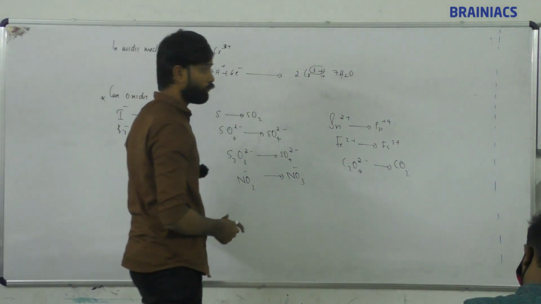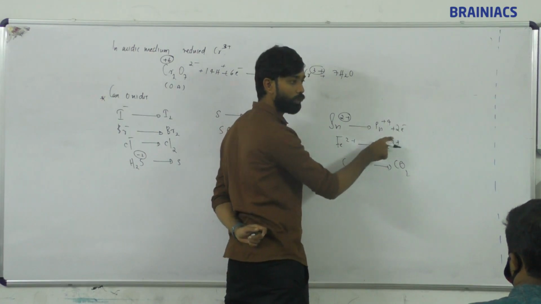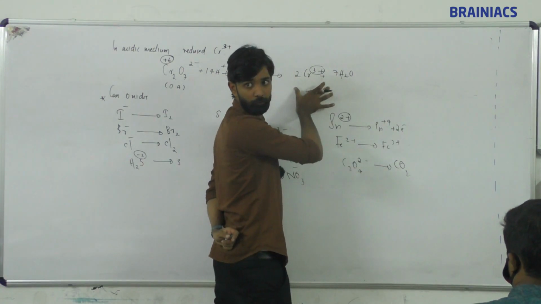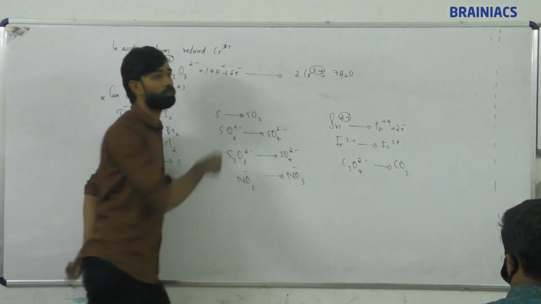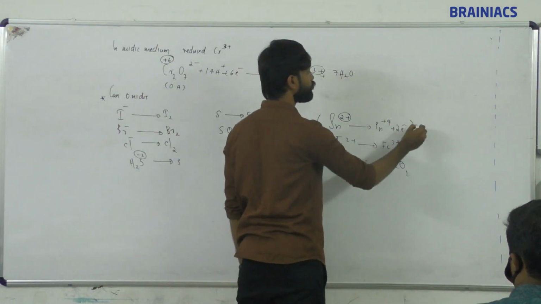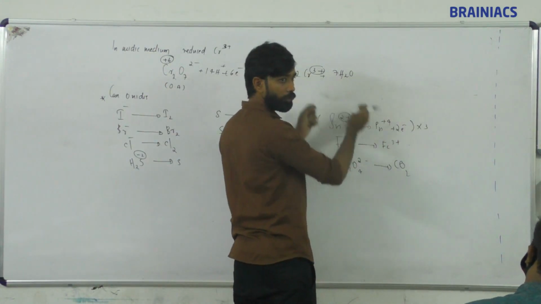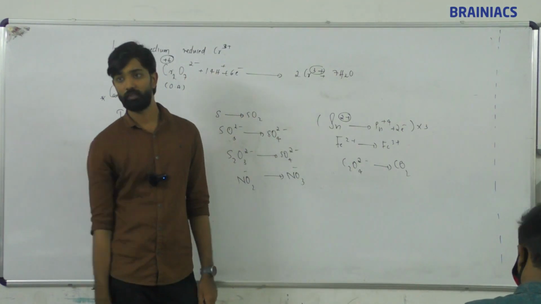I think you know how to balance this. Here the number of electrons lost is 2, and this is the half reaction of chromium. In order to add these two, this gained 6 electrons, but this is lost, so you have to multiply this with 3, then you can add with the first. So obtain the overall reaction where electrons get cancelled.